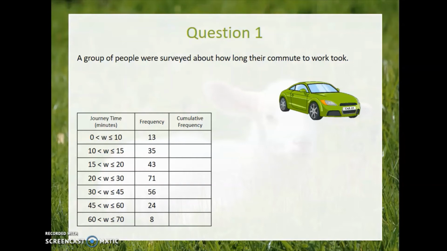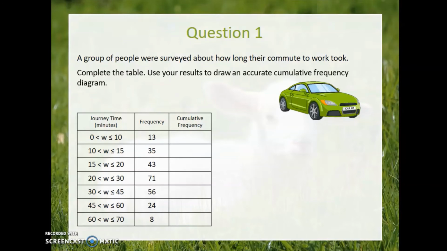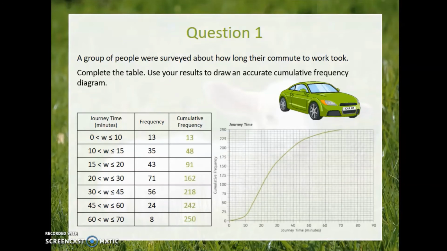Okay, welcome back. Your cumulative frequency table should look like so with those values, and your cumulative frequency graph should look something like this. It might be slightly different to mine if you've gone for a different scale on your x or y axes, but essentially your cumulative frequency graph should look something like that.